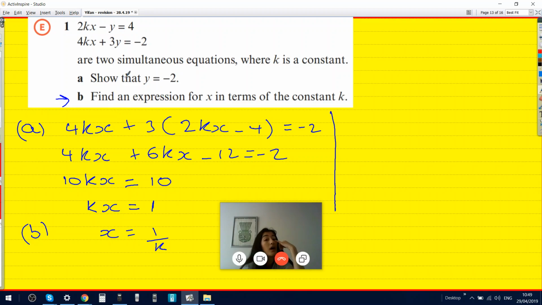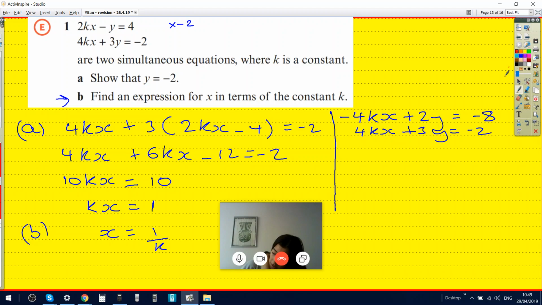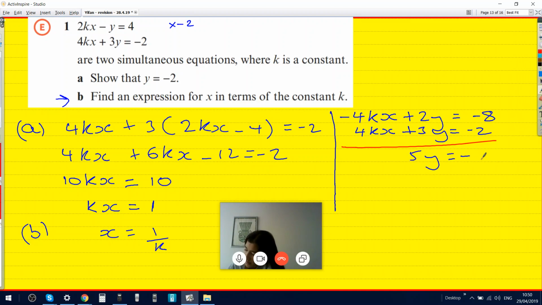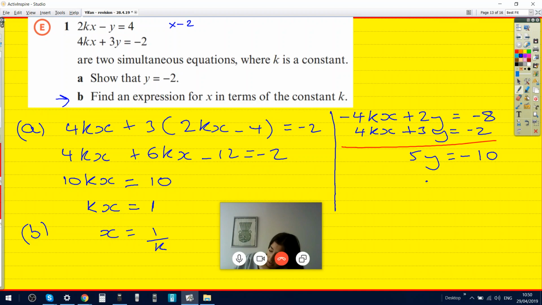Times the top one by 2. Yes, minus 2. You've got to get rid of them. Times that one by minus 2. So you get minus 4kx plus 2y equals minus 8. And then 4kx plus 3y equals minus 2. Then you add them, so you get 5y equals minus 8 plus minus 2. That's minus 10. Y equals minus 10 over 5.